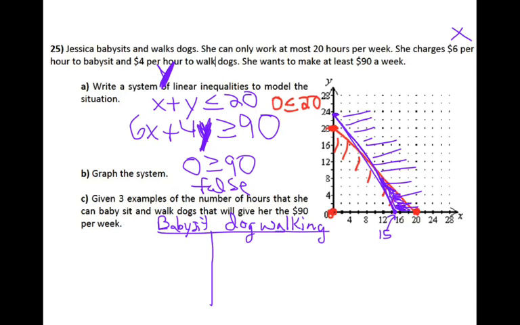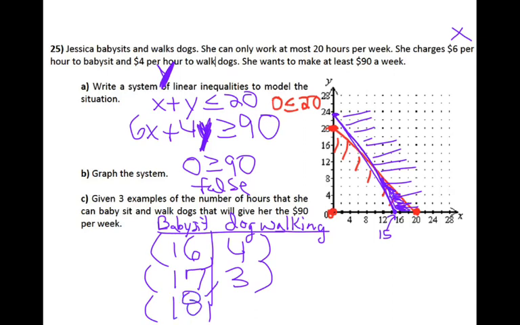Okay, as ordered pairs, one of them would be 16 and then 4, so that would be 16, 4, and that looks like it fits in the region. And then another one would be 17 hours babysitting and 3 hours dog walking, and then another one would be 18 hours babysitting and 2 hours dog walking. So just try to find some good points that are right in that shaded region. Okay? Alright, good luck.